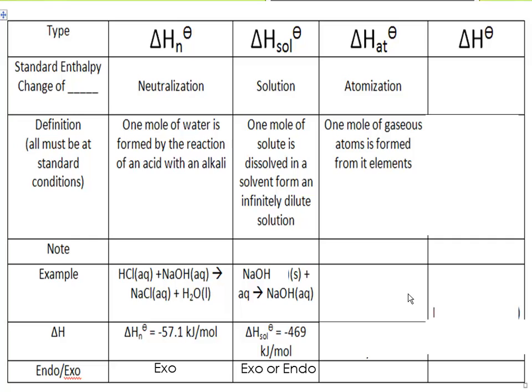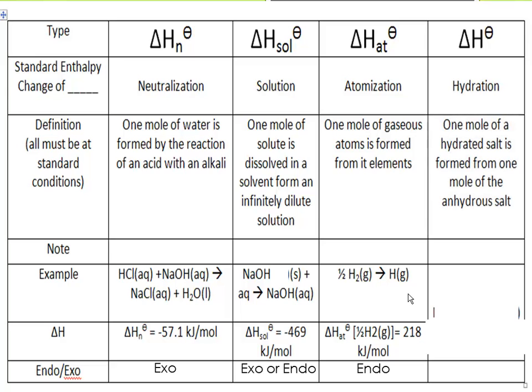Atomization. As defined before, you take a gaseous atom from its element. So you take its molecular structure and you produce a single atom from it. Here you have hydrogen diatomic producing 1 hydrogen atom. This is always going to be endothermic because it takes energy to break that bond. So you have to put energy in to break apart hydrogen, molecular hydrogen.